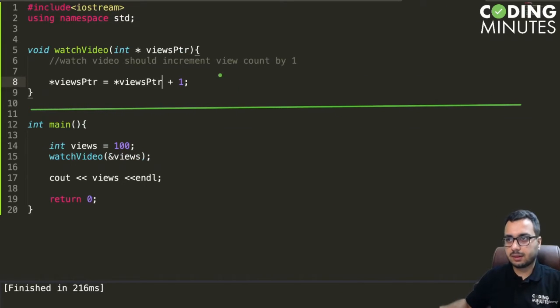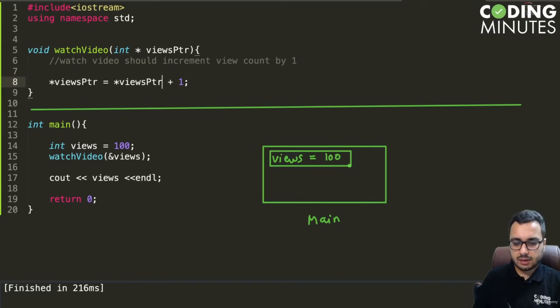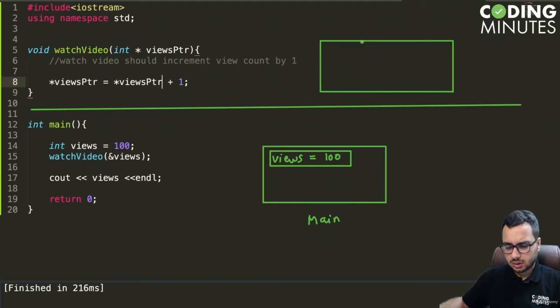So this is main, and here we have this method. In the main we have this variable which is known as views, and this is storing a value 100. This is a variable here, and we are trying to update this variable via this method. So when we call this method watch video, we have another stack frame. So this is watch video, and here we have a variable which can store the address.